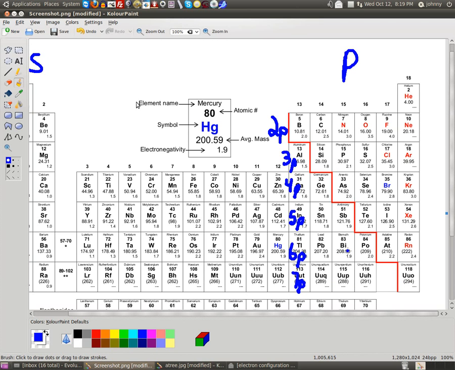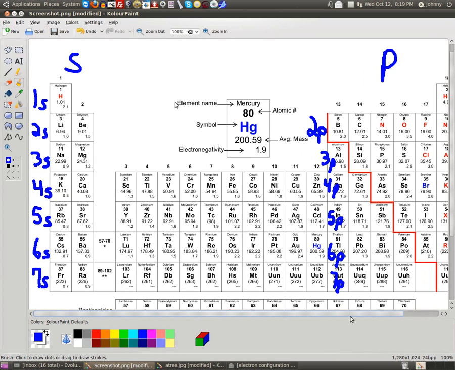And then bismuth would be 6p1, 2, 3, so that would be 6p3. Anyway, once they have those under wraps and they get that, then explain to them the D block.